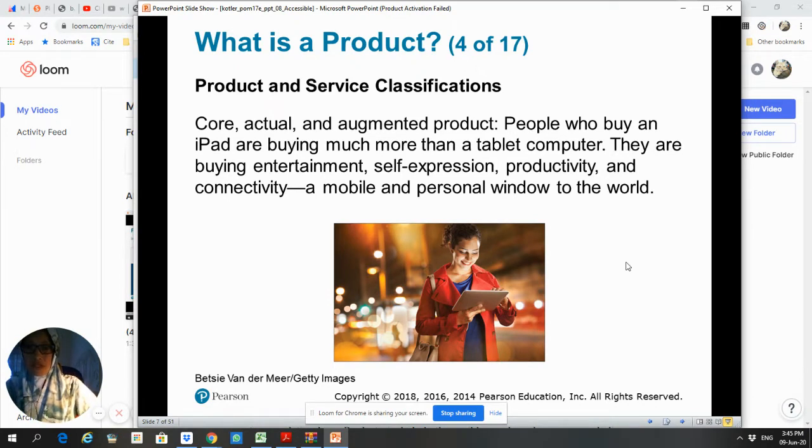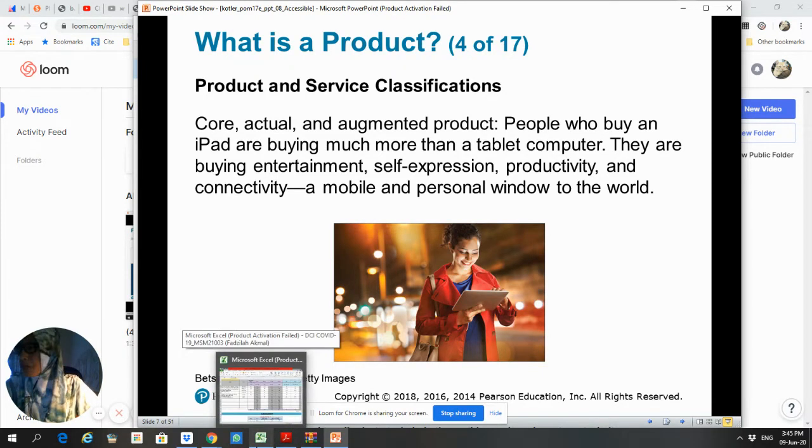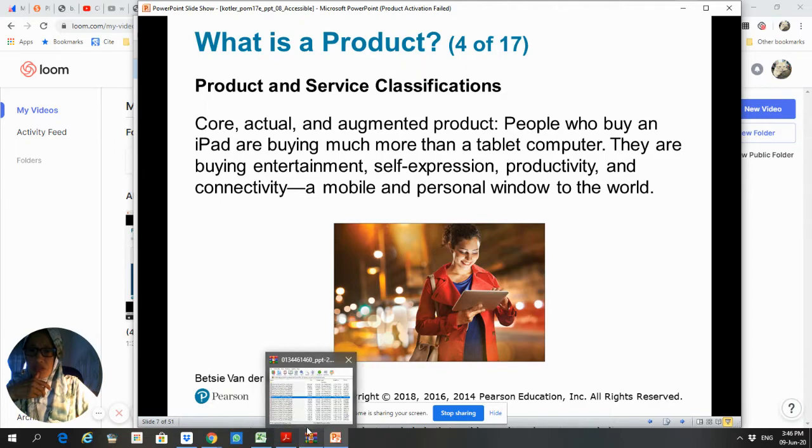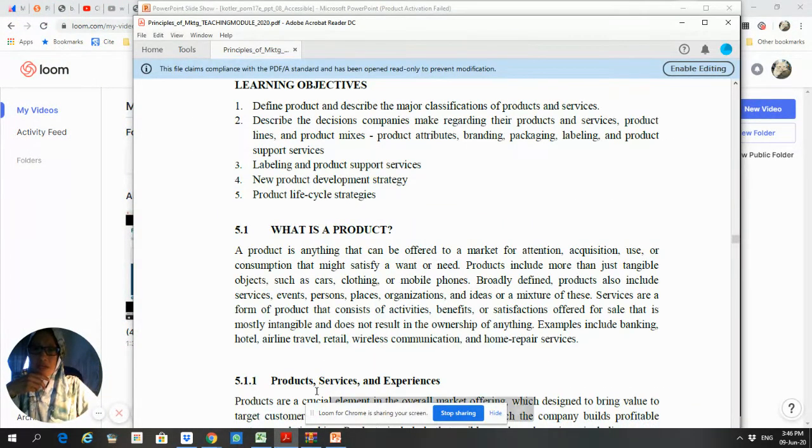All right, so if you look at this example, why do people buy iPad instead of other tablets? Other tablets, you can have at a lower cost, might be 600, but then there is a difference between iPad and other tablets. Okay, we can feel it, right? The difference between these products.